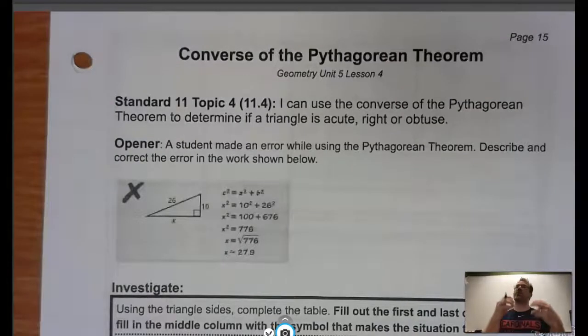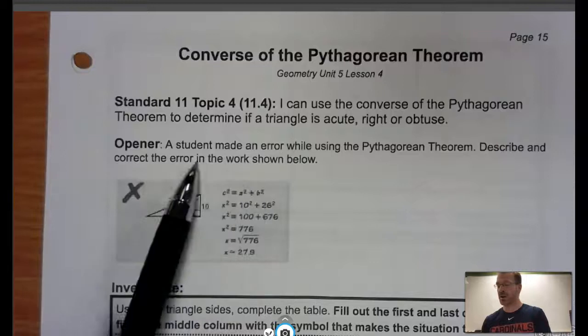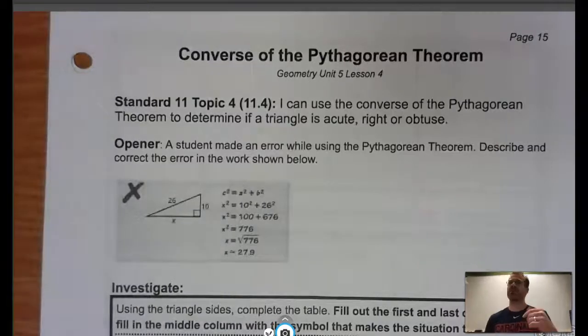All right, so since we'll be focusing a little bit on the Pythagorean theorem, we've got an opener for you. So what I'd like you to do is look at the student work here. Pause the video and see if you can find the mistake that was made. And it's actually going to be a key piece of what we're going to talk about today.